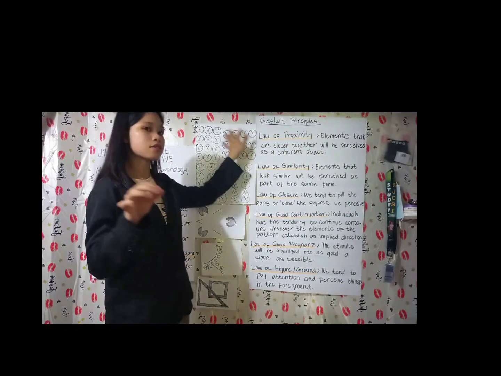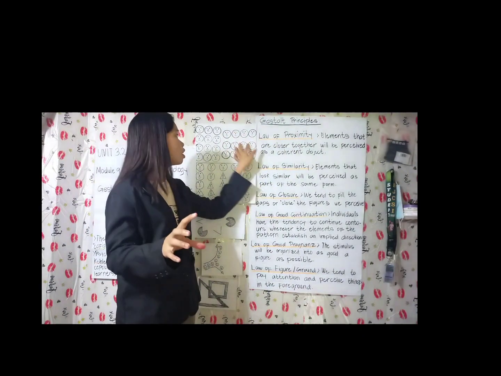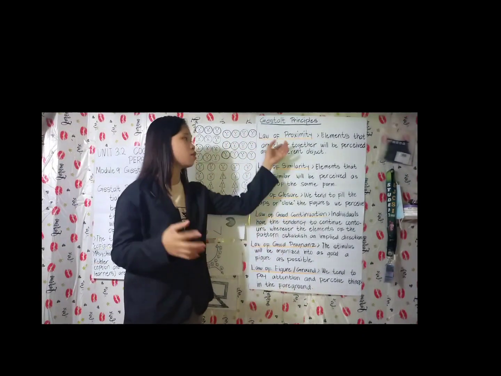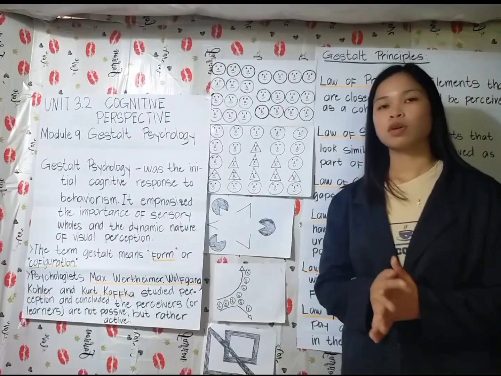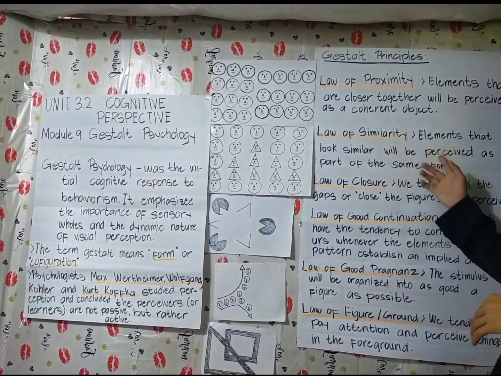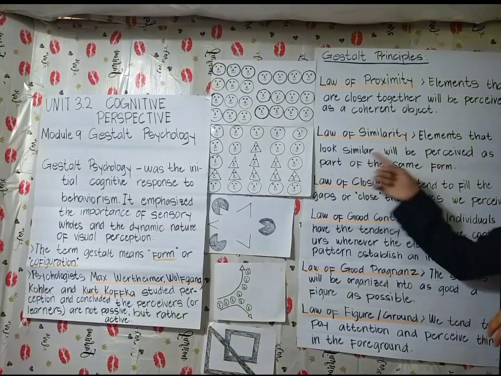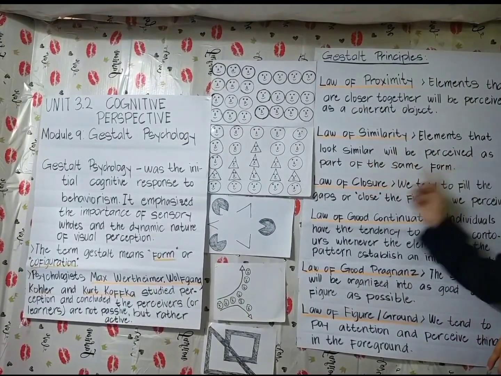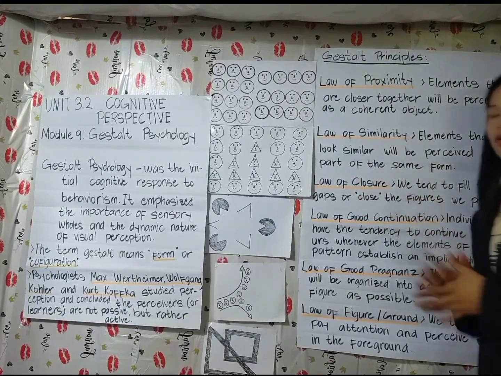So we see her as a group, not as an individual. So that is the law of proximity. The second is the law of similarity. Elements that look similar will be perceived as part of the same form.